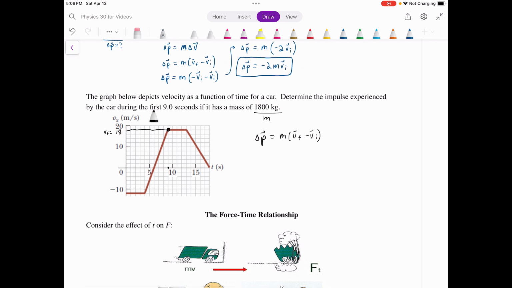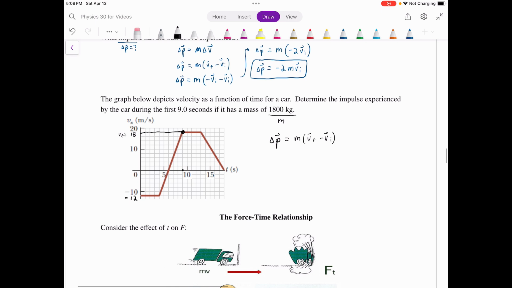Now the initial velocity, when time was 0, okay, here's 9 seconds. So when time was 0, it looks like the initial velocity was negative 12. Careful, these are scaled by 2, not by 1. The time axis is scaled by 1, so 5, 6, 7, 8, 9 seconds. The initial velocity looks like it was negative 12 meters per second. In this case, we don't actually know what that negative means, so we'll just have to say negative 12. It didn't tell us what the positive or negative directions were, okay?